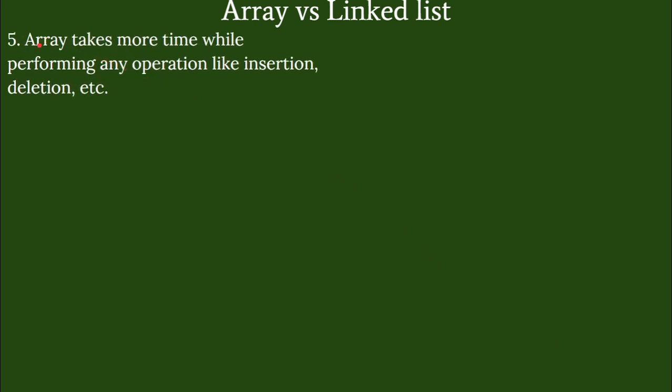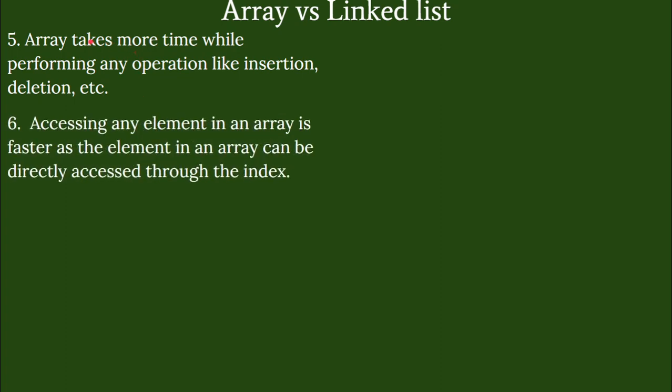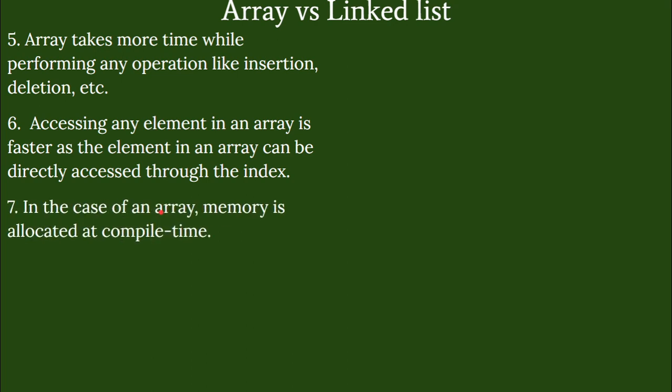Here the array takes more time while performing any operation like insertion, deletion, etc. So we know that in array we can insert the element, we can delete the element. That means we can add some element, we can remove some element. So those operations take little more time compared to the linked list. Accessing any element in an array is faster, as the element in an array can be directly accessed through the index. So here accessing is faster because we have the index. Suppose I want to access the 15th element, I can just say A of 15. So we can access the 15th element. That is the accessing through the index.